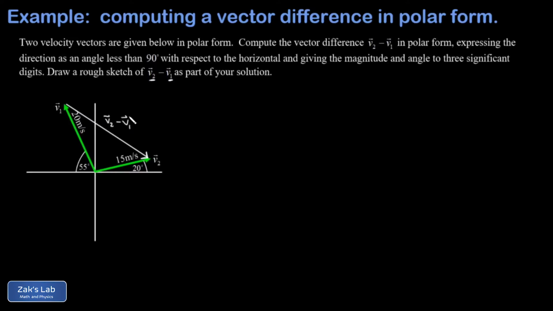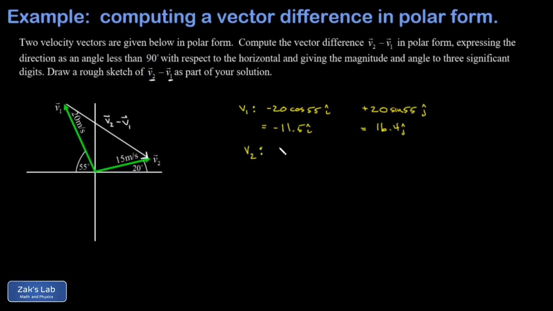And now we can get into taking this vector difference by breaking everything into components. I'll start with the x component, and the x component for v1 is going to be 20 cosine of 55, but in the negative i hat direction. So this gives me negative 11.5 i hat. Then I look at the y direction. The y component of v1 is going to be a plus 20 sine of 55 j hat. And this gives me 16.4 j hat.